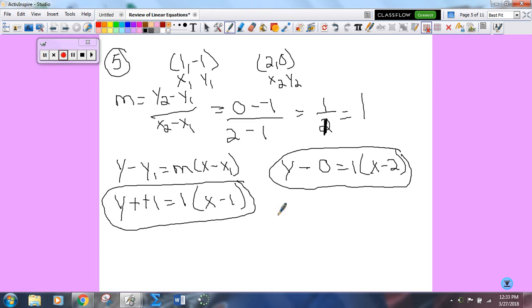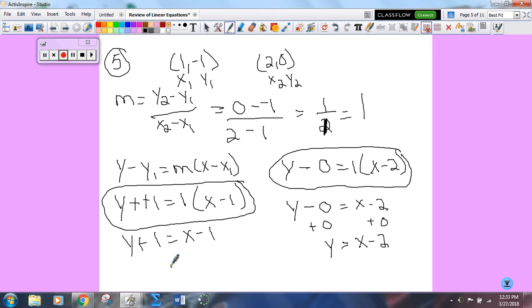Now for slope intercept, I need to make them both y equals. Again, you only need to do one or the other. If I start with this one, I start by distributing. I get x minus 2. I then add 0, or recognize that y minus 0 is still just y, and I get y equals x minus 2. You will see that when I simplify this one, y plus 1 equals x minus 1, because I distribute the 1, subtract 1, I get the exact same answer. That is my slope intercept.